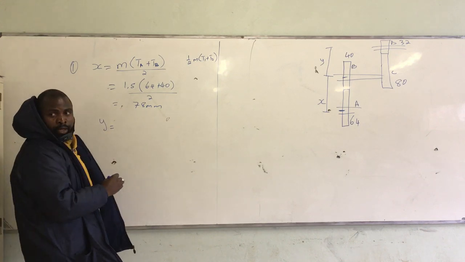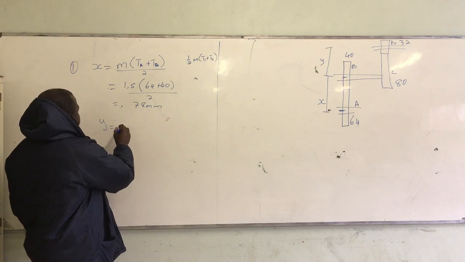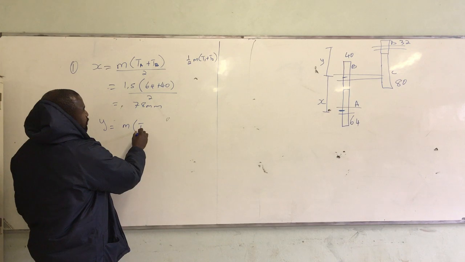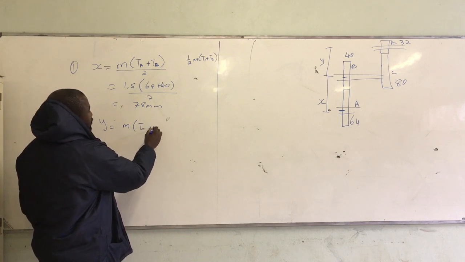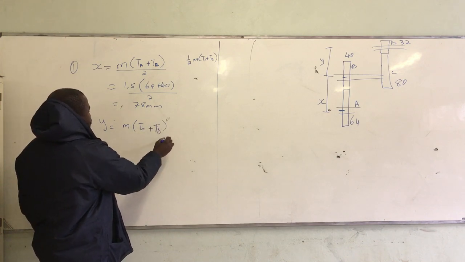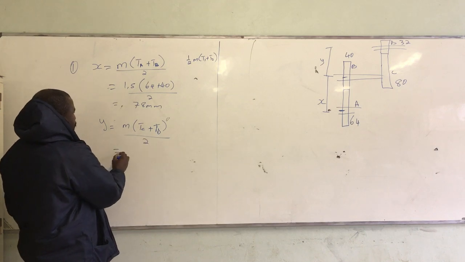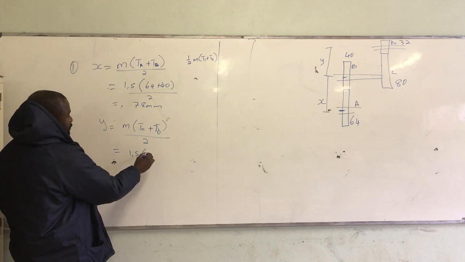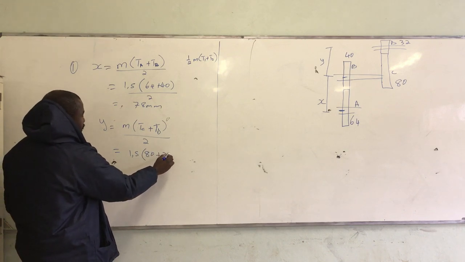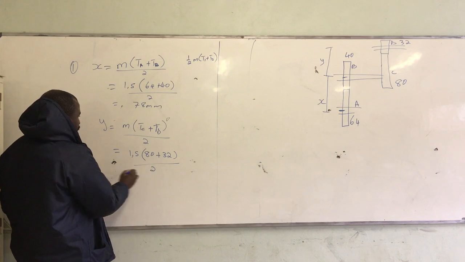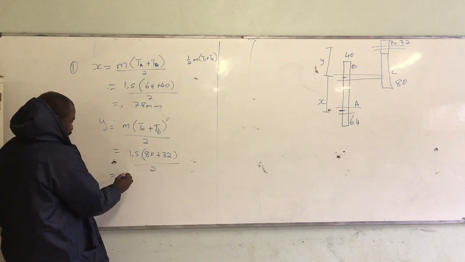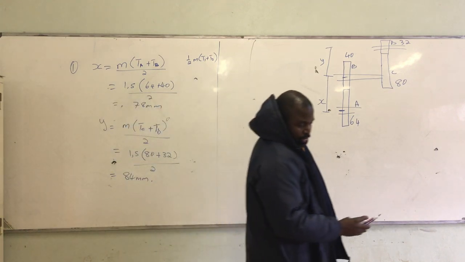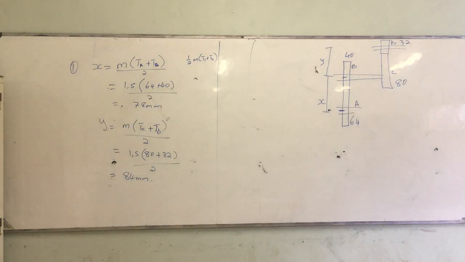Then Y. It's still the same formula: M into (TC plus TD) over 2, which is 1.5 into (80 plus 32) all over 2. And what do you get? 84 millimeters. So that was question number one.